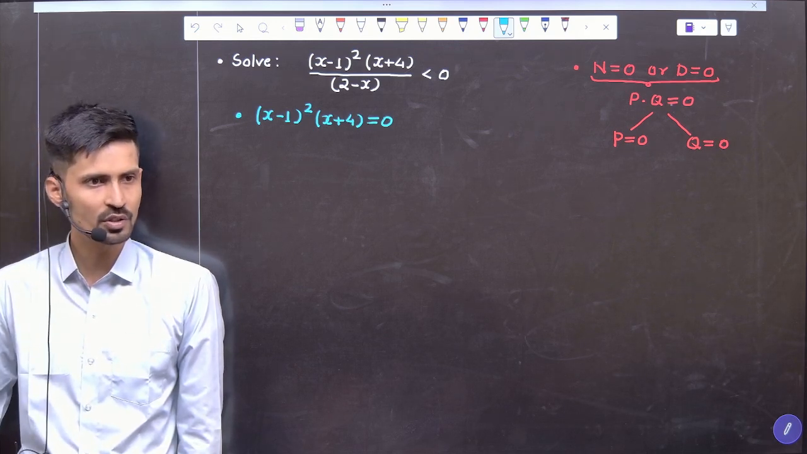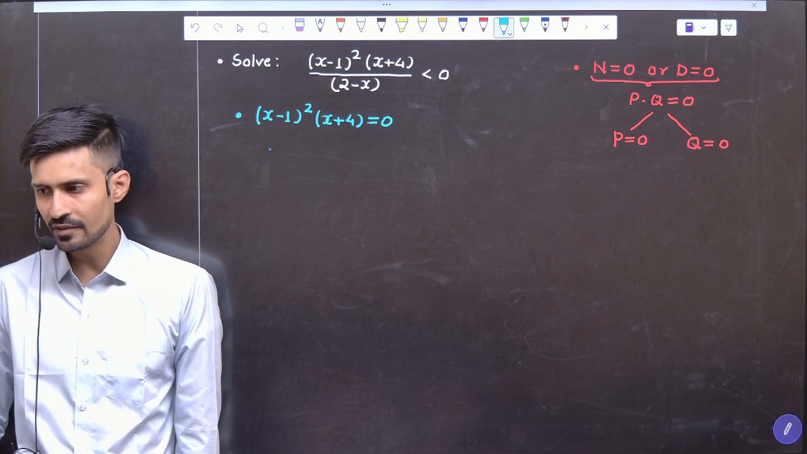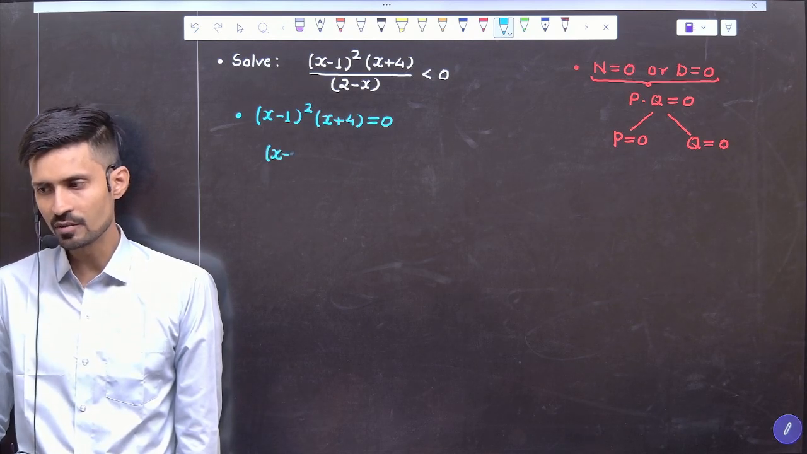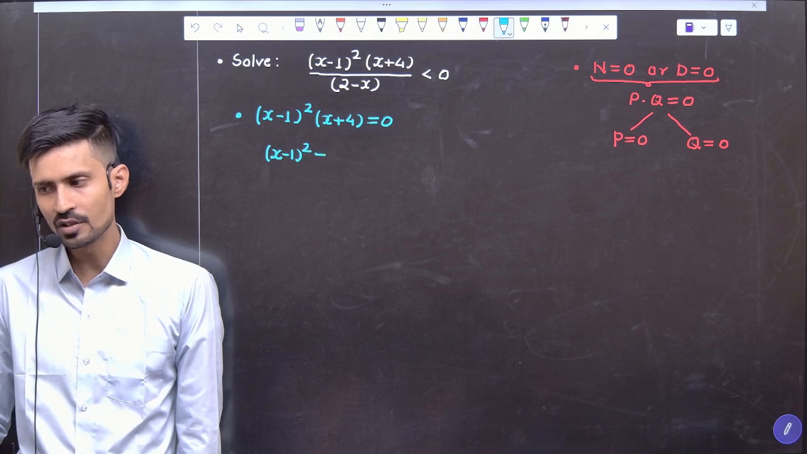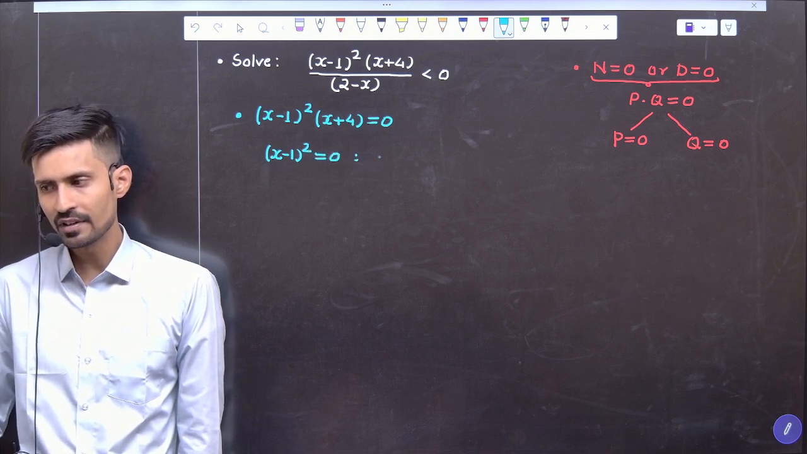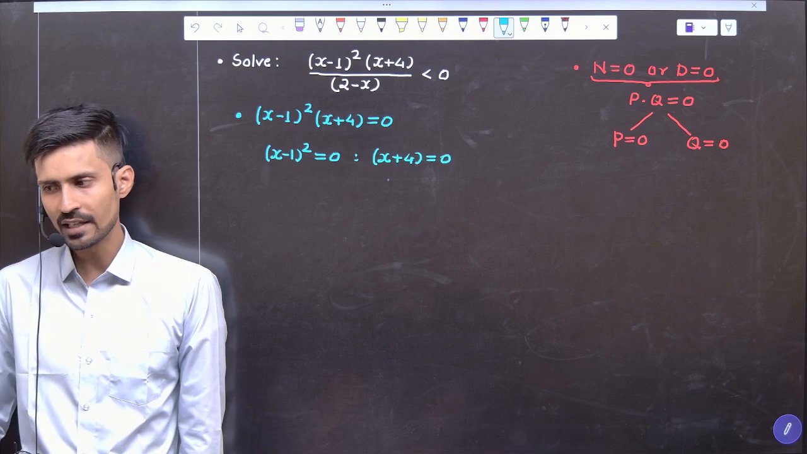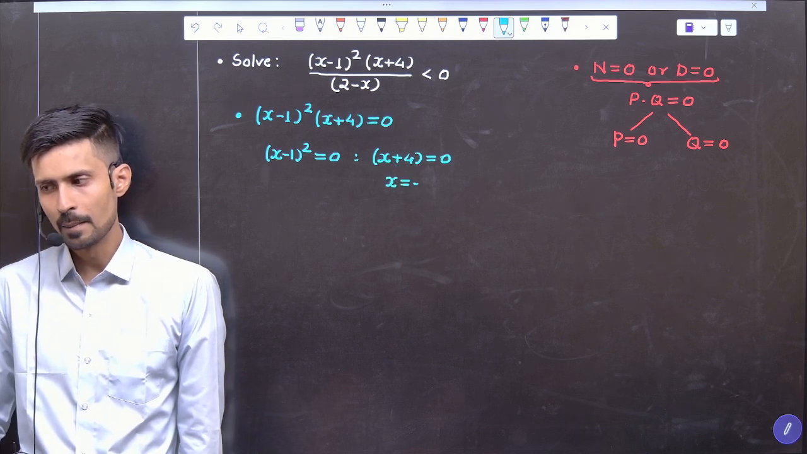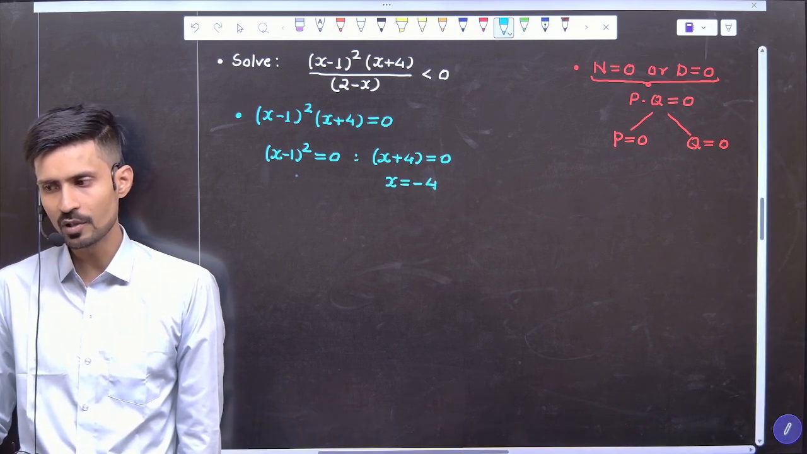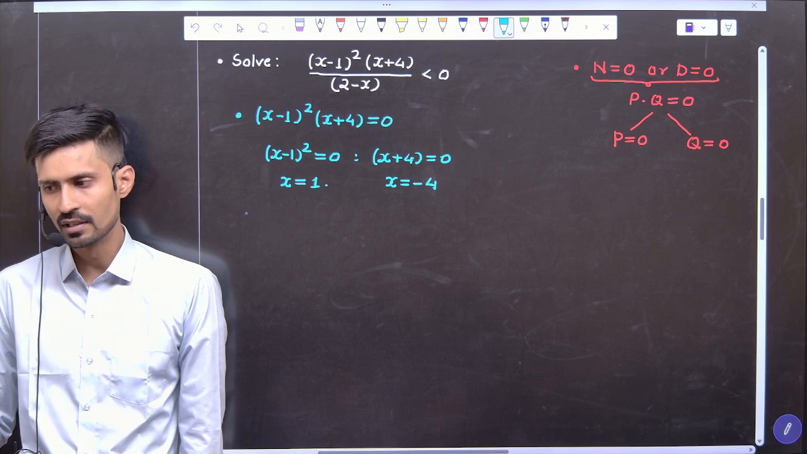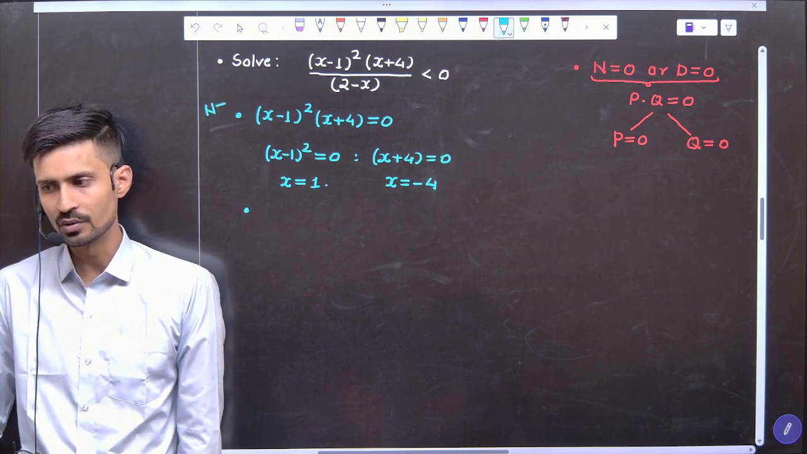P into Q is equals to 0. So here we'll get first (x minus 1) square is equals to 0, and we'll write x plus 4 is equals to 0. Now x plus 4 equals 0, what will we get for x? Minus 4. And (x minus 1) whole square is equals to 0, what will we get for x? Plus 1. This was the solution for numerator equals to 0.